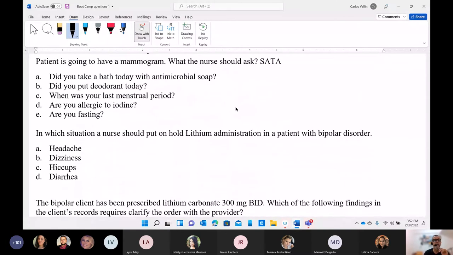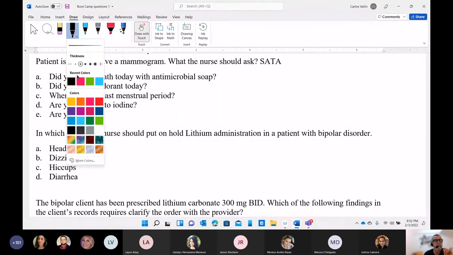A tricky question with metformin. ¿Por qué esto no me funciona? Just a second, guys.